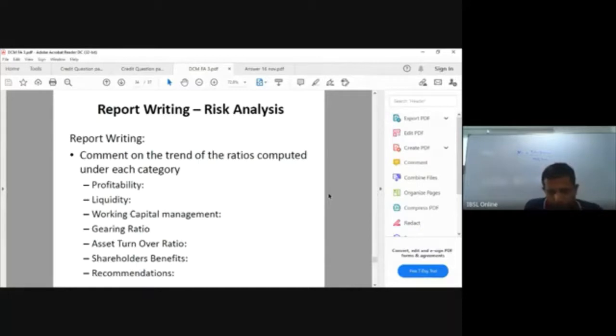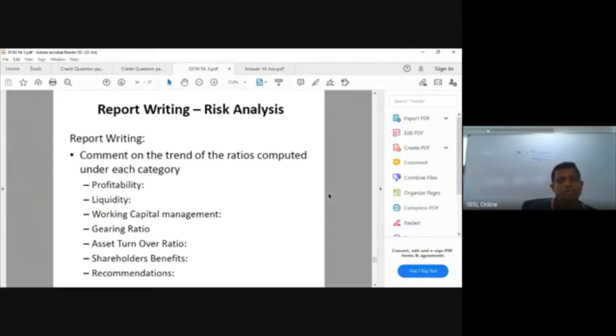Apart from that, for the exam, I may prefer these points also. Comment on the trend of the ratios computed under each category. You have to comment on each category, profitability, whether it is good, bad, or whether improvements are noted, or what things are to be improved by the client. Then liquidity, working capital, gearing, very clearly mention the interpretation part. After you calculate every ratio category, you have to be in point form and interpret the ratio very correctly.